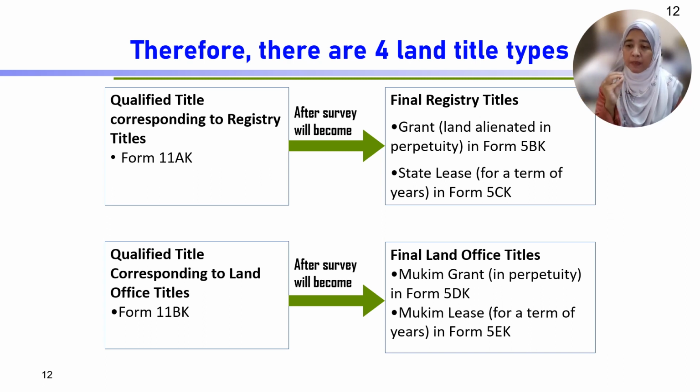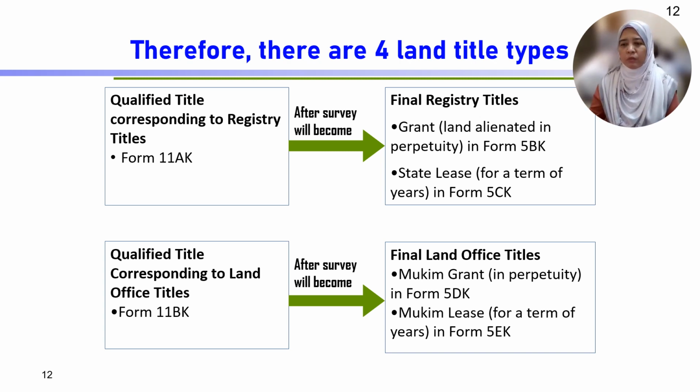For QT, the form is 11, but for PTG it's A, and for land office it's B. QT is the qualified title, not yet surveyed, temporary. Then after survey, for PTG, the freehold form is 5B. The leasehold PTG, the pajakan negeri, will be under form 5C. For freehold land office, the title is 5D, but for leasehold land office, the form will be 5E.